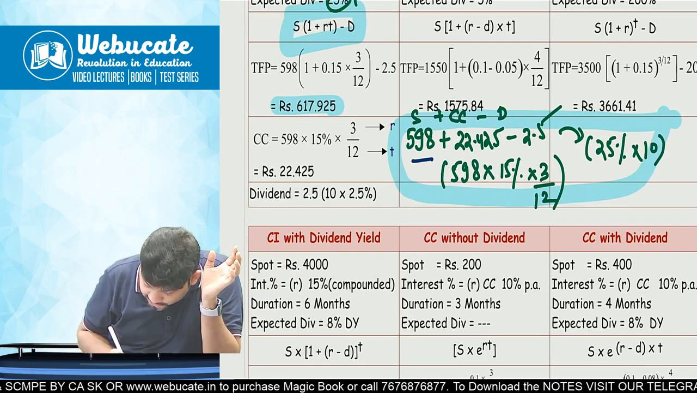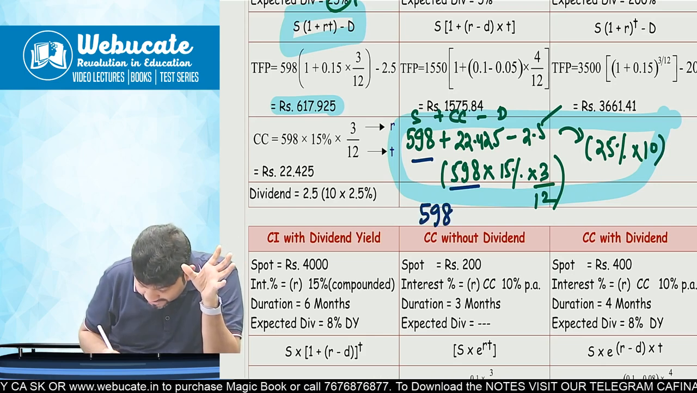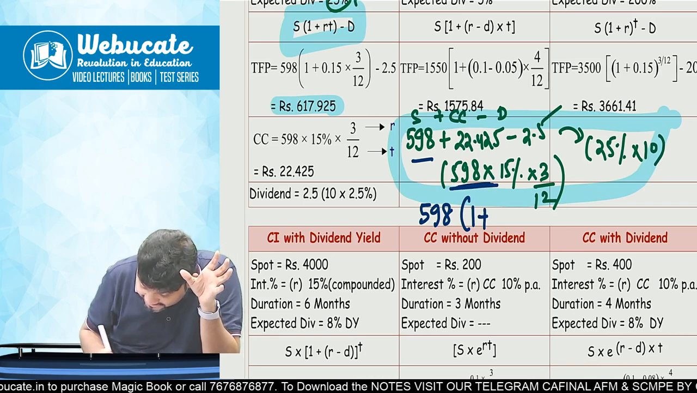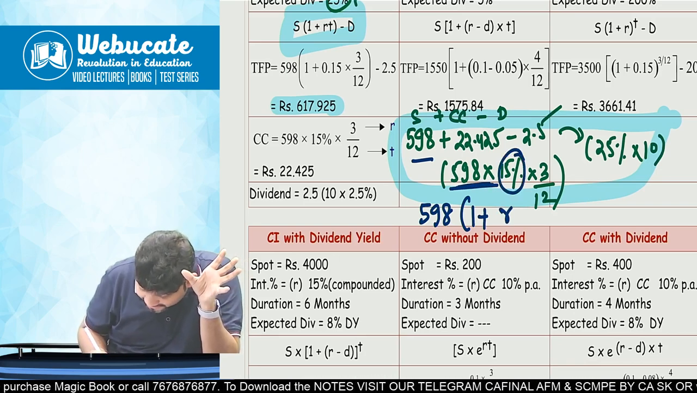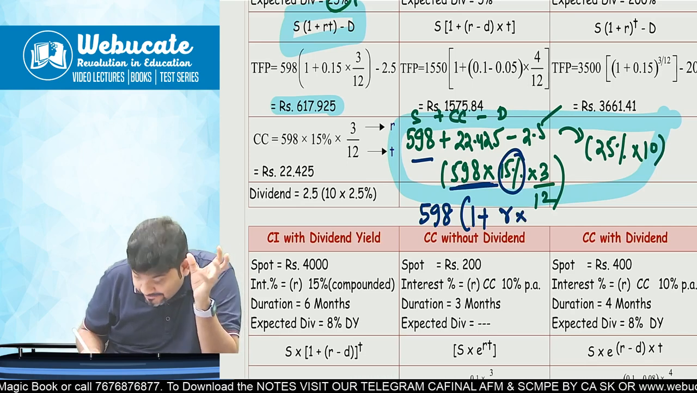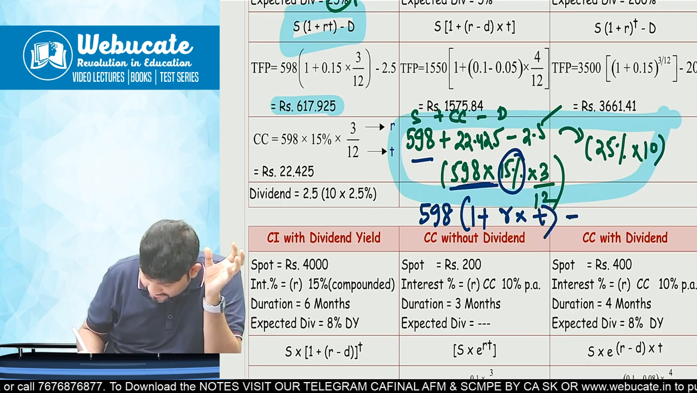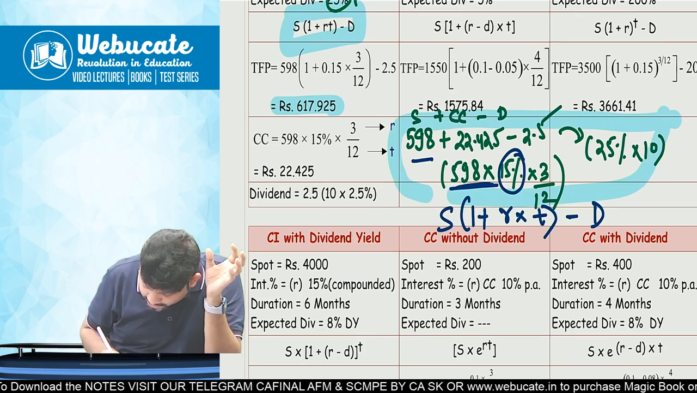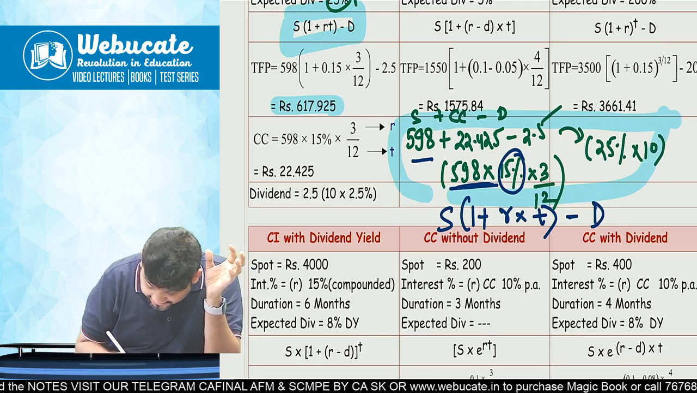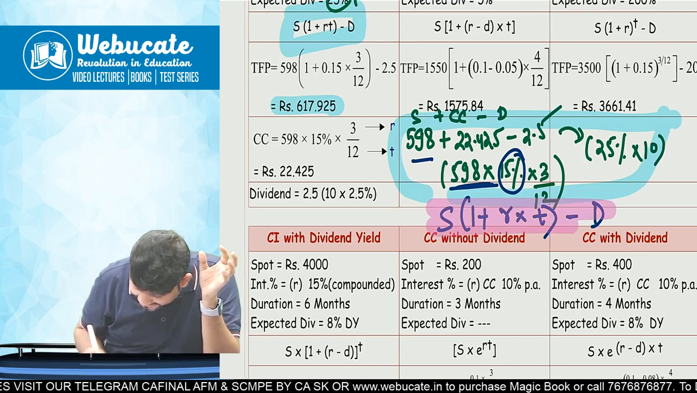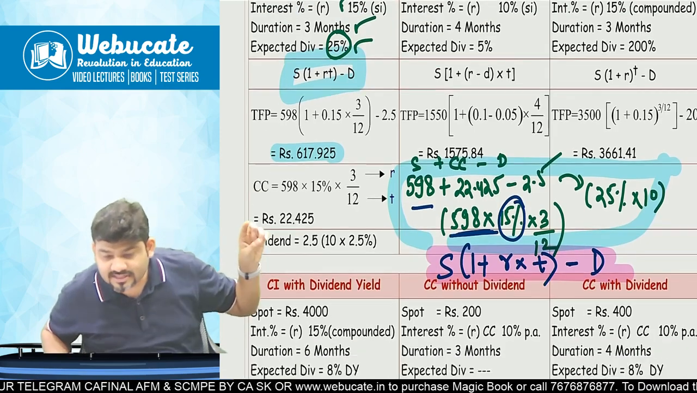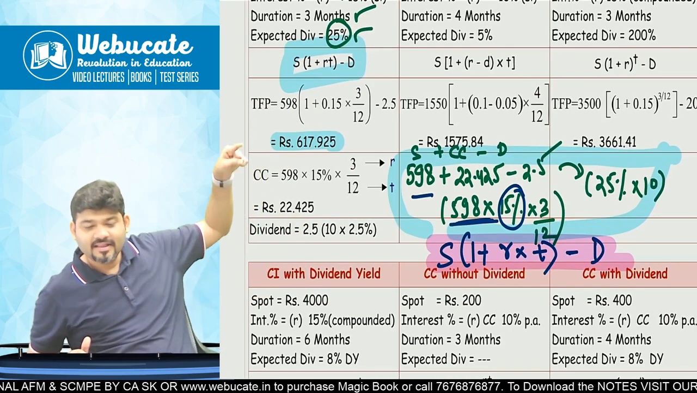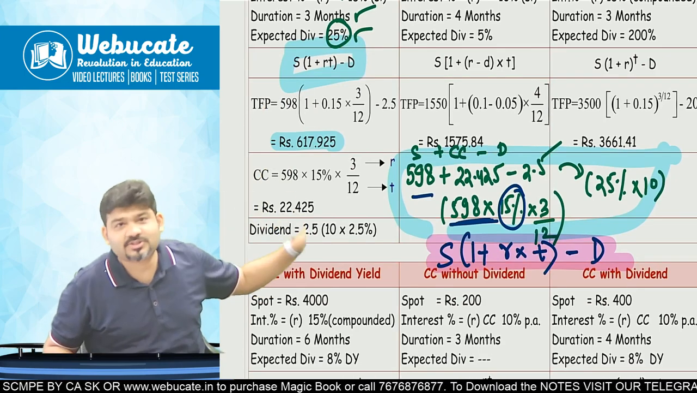What will we do? So 598, let's take in common. This will become 598 into 1 plus 15% rate of interest into time 3/12 into t, the whole minus d. What is 598? Can I say it is nothing but spot? So here we get the first formula logically, and that is S into 1 plus rt minus d. Are we clear everybody? So this is your first formula.